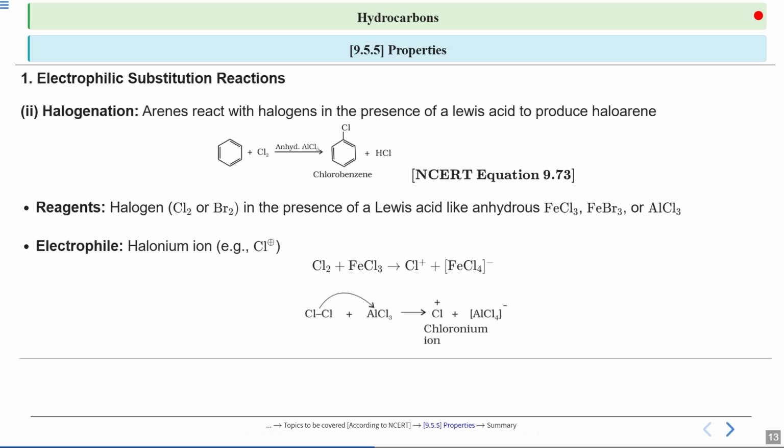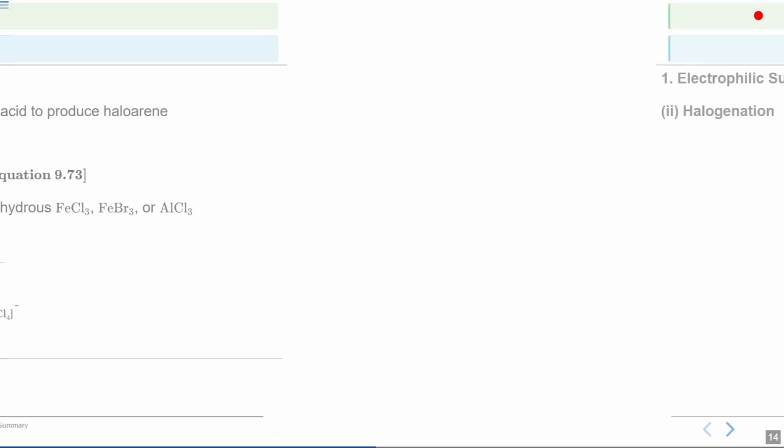Now, let us focus on the electrophile in this reaction, how the electrophile is generated. The Lewis acid reacts with halogen molecule to produce a halonium ion, such as Cl+ specifically in this case, where the Cl2 is reacting with FeCl3 to form Cl+ and FeCl4-. This Cl+ is the actual species that attacks the benzene ring. The diagram here shows the mechanism. So pay attention to how the electrophile is generated and how it interacts with the aromatic ring.